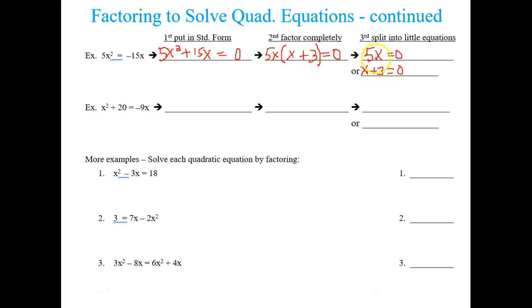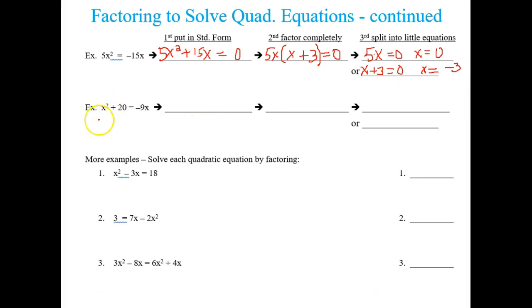Now, in the first case, this is multiplication, so the opposite of multiplying is dividing. So I would divide both sides by 5, and so x is going to be 0 divided by 5, but 0 divided by 5 is just 0. So first I have x is 0. In the second equation, I would move the 3 over, so x equals negative 3. So my two solutions are 0 and negative 3.